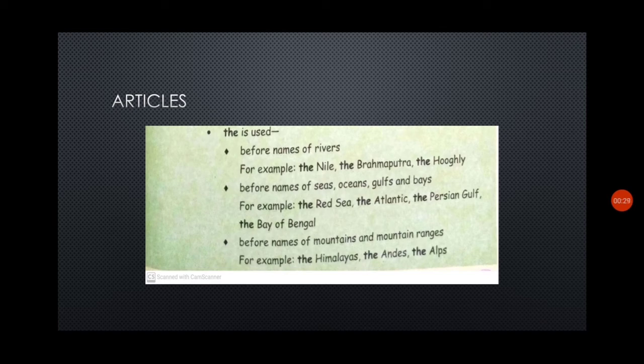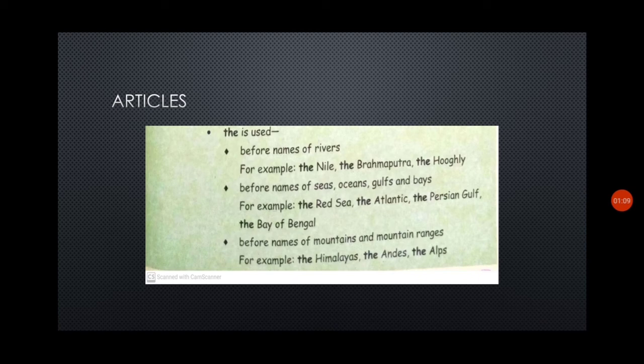For example, the Nile, the Brahmaputra, the Hooghly. The is also used before the names of seas, oceans, gulfs, and bays. For example, the Red Sea, the Atlantic Ocean, the Pacific Gulf, the Bay of Bengal. It is also used before the names of mountains and mountain ranges. For example, the Himalayas, the Indus, the Alps. And the is also used to specify some particular things.